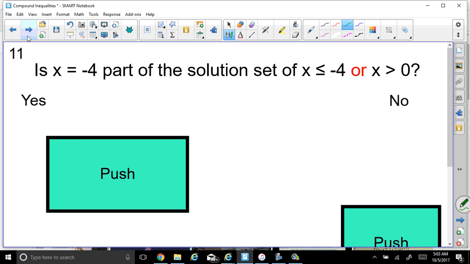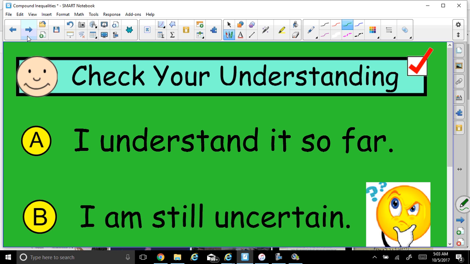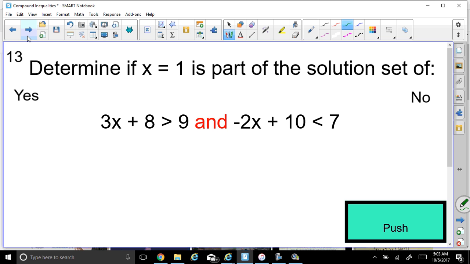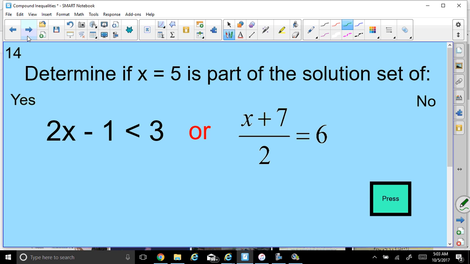So here's a question for you. See if you can do it. And check your understanding, of course. See if you understand. If you don't, watch the video again. Write down your questions. Here's some more questions for you. Determine if 1 is part of the solution set. Here's another one getting a little more challenging.